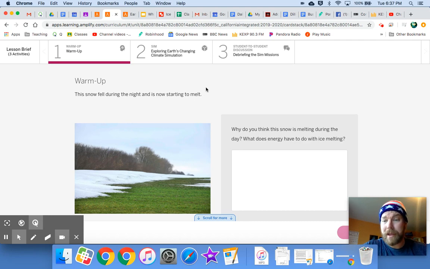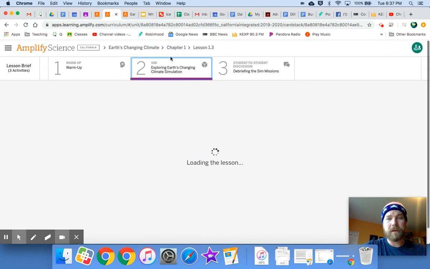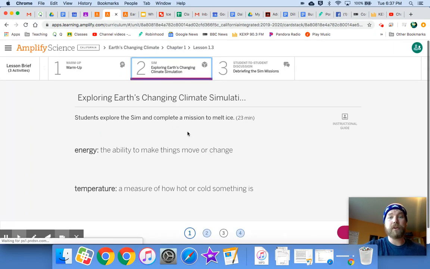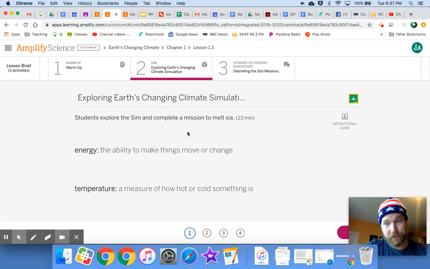Hey, next, let's move to the sim. Check this out. Got a nice simulation here. Here's your mission. You need to make ice melt. Now, if you're at home, you'd probably have a really good idea of how to do that. I can make ice melt. I'm really good at it. But in the simulation, let's take a look at it.